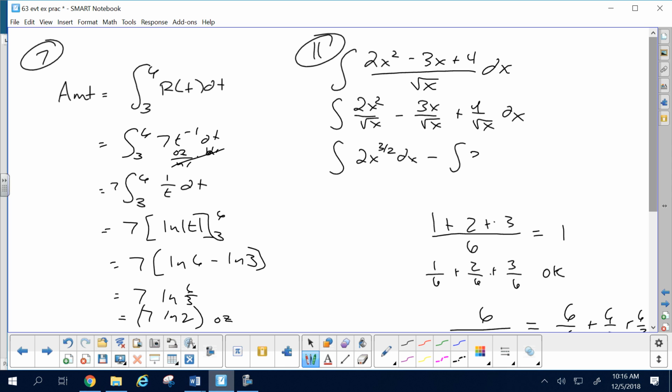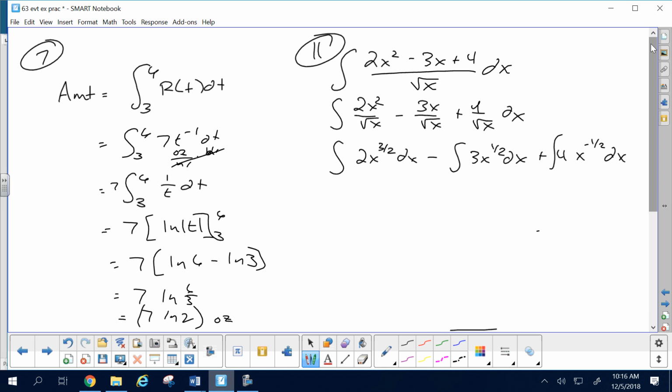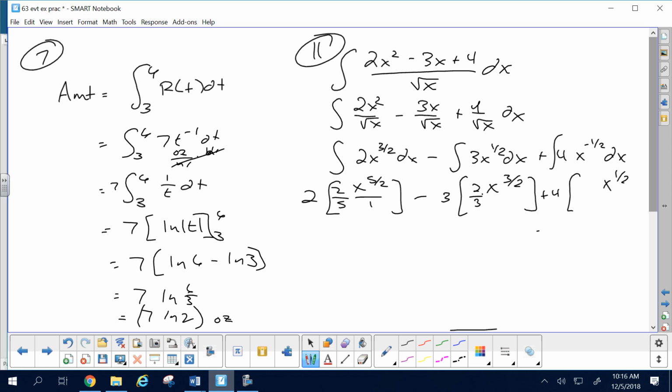And this is the same as 3x to the 1 half. And that's the same as x to the negative 1 half. And then I could just crank out each by power rule, raising the power by 1 and dividing by the new power. So this would be 2x to the 5 halves times 2 fifths minus 3x to the 3 halves times 2 thirds plus 4x to the 1 half times 2 over 1 plus c. You follow? Yes. So if you have a numerator sum, you can split it.